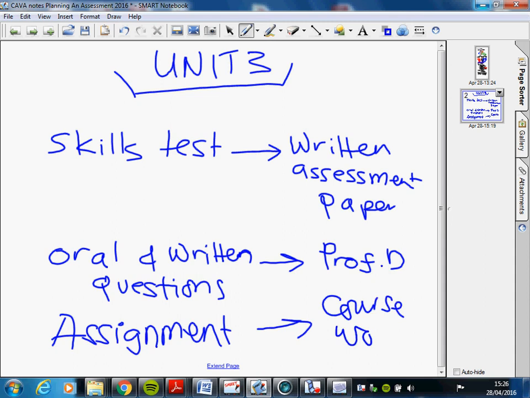Coursework. You can tell them maybe write 1,000 words about this topic. You ask them questions in that topic, they answer it. Similar to what we give you sometimes.